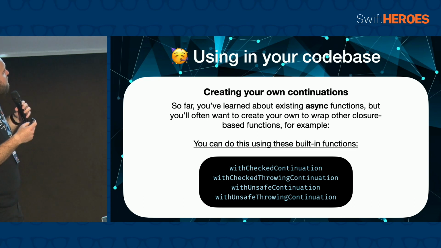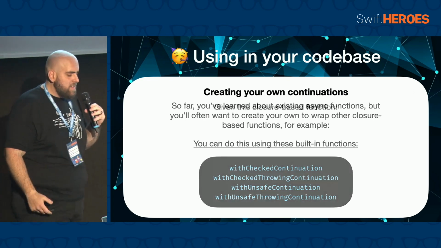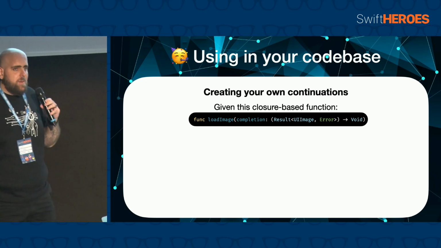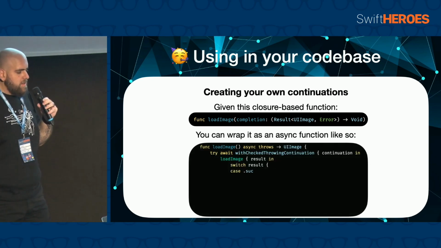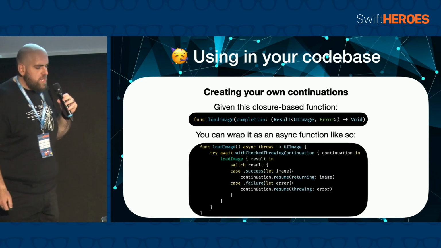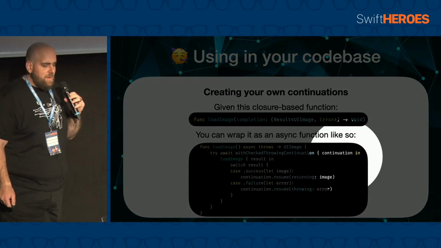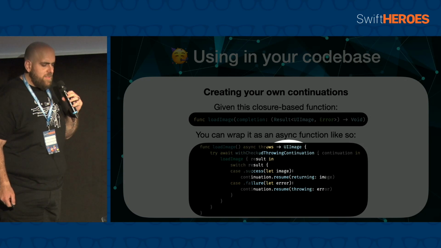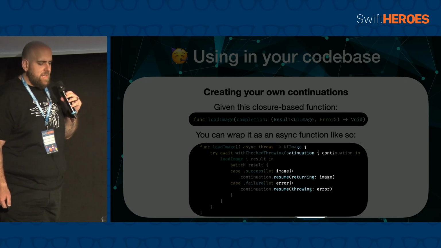For example, withCheckedContinuation or withCheckedThrowingContinuation will let you either not throw or throw within the task. And the way it works is if I have this closure-based function, like loadImage, it gets a completion handler. I can wrap it using withCheckedThrowingContinuation. I get back a continuation as an argument here. And then on the success or failure, I can either resume returning a result or resume by throwing an error.